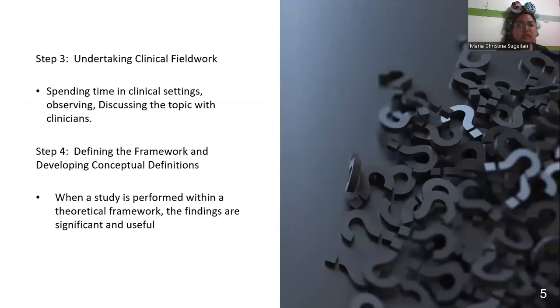Okay, step 3, undertaking clinical field work. Ano yun, ma'am? Spending time in clinical settings. Since kung clinical siya at i-relate yun pa rin naman siya sa trabaho natin, you have to observe and discuss the topic with clinicians, di ba? Like kami, mga nursing CIs, di ba? And then sa mga hospitals, okay, while doing your RLE, you can observe, you can ask, etc.